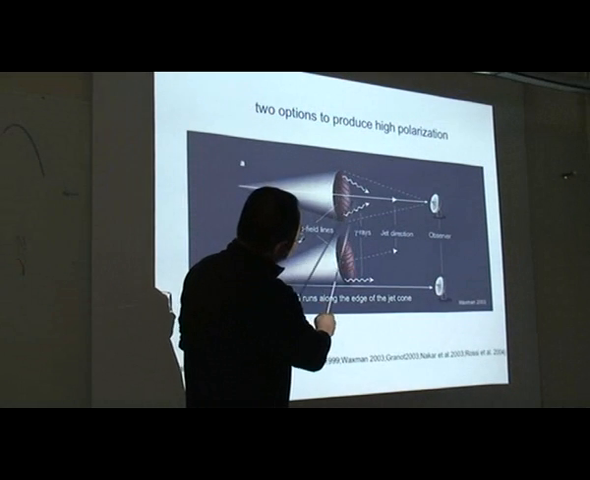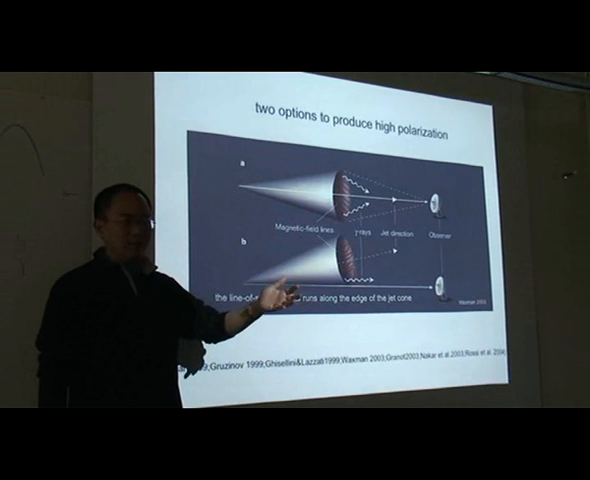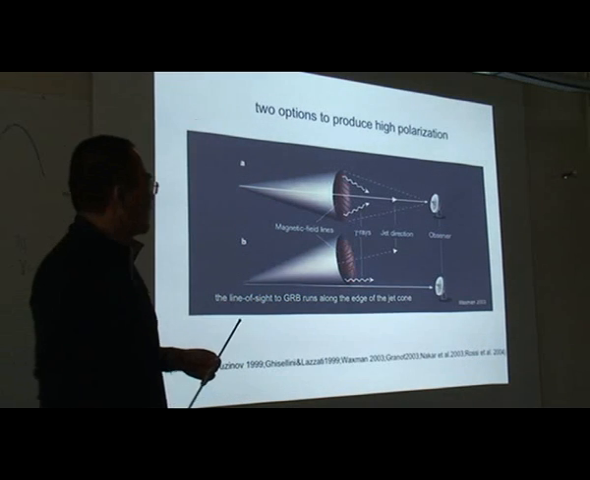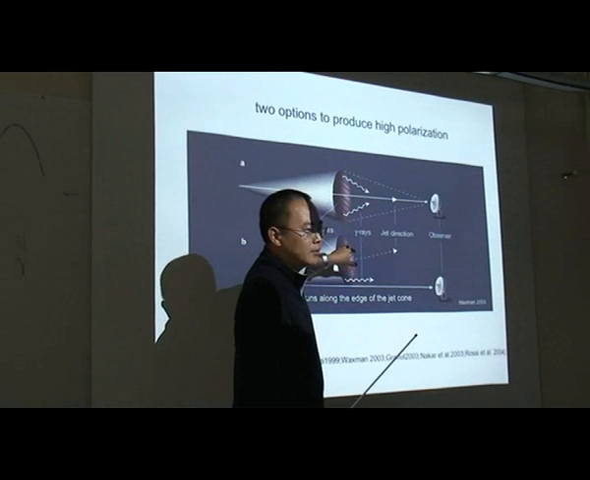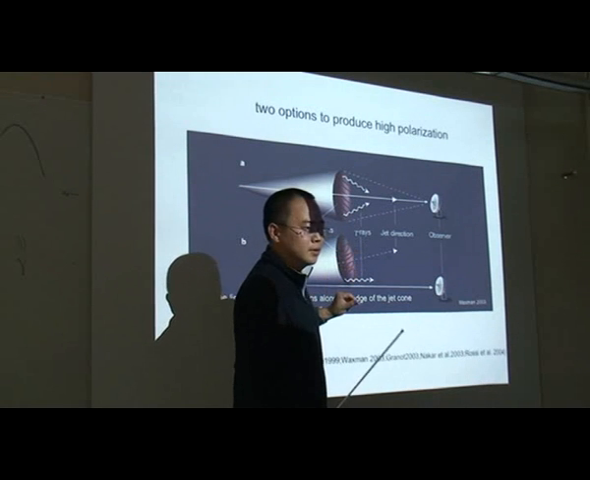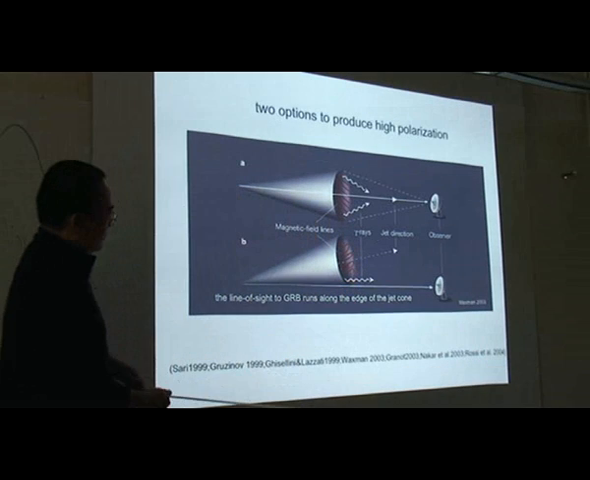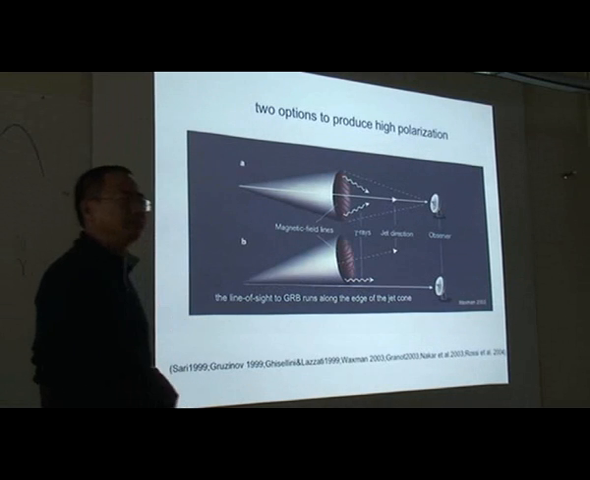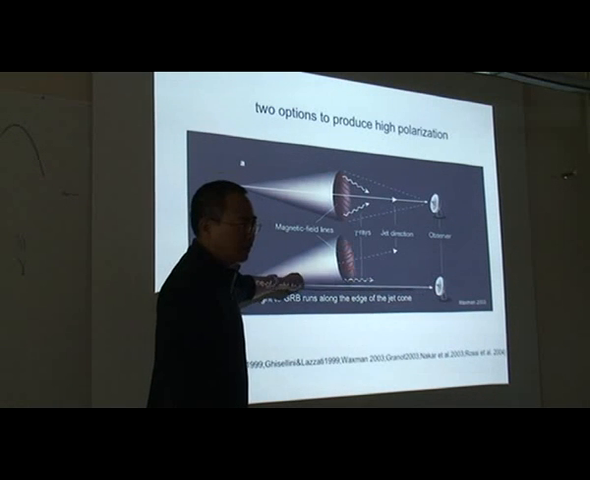So if the emission region has a large-scale magnetic field, obviously we expect a large polarization signal. The other possibility is that even if the emission region has a very tangled random magnetic field, it's still possible to produce a high polarization signal. It happens when the line of sight runs along the edge of the jet cone. This geometrical configuration happens at what is called the jet break time.